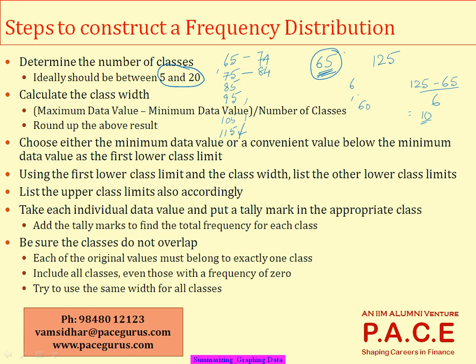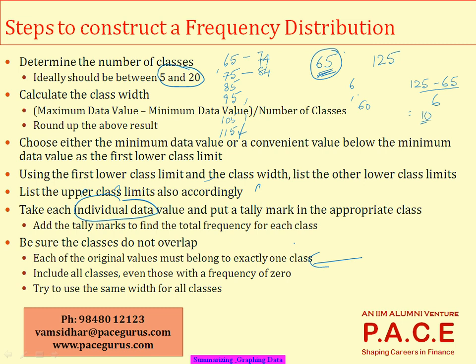Once the classes are identified, now take each data point, each individual data value, and see to which particular group it will fall into. You have to make sure that every data value falls into only one group. It cannot fall into two groups. Each of the original values should belong to exactly one class.